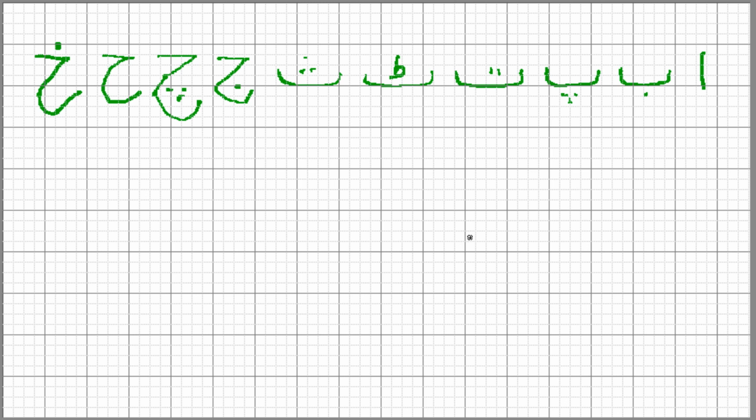Then we have Dal. It's a half circle, and if we put that special character which we put on Te, then it becomes Dal with a strong sound. This is Dal and this one is Dal. Then if we make a half circle and put a dot on top of it, then it's Zal.